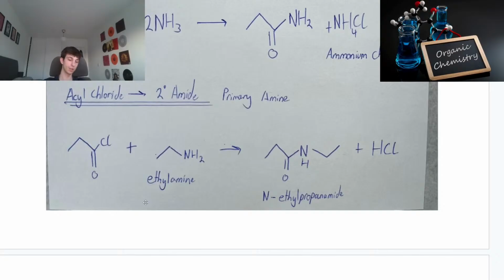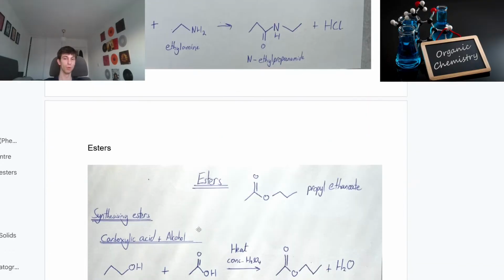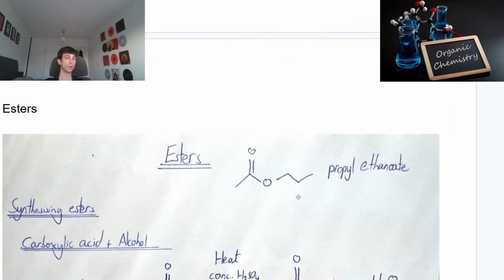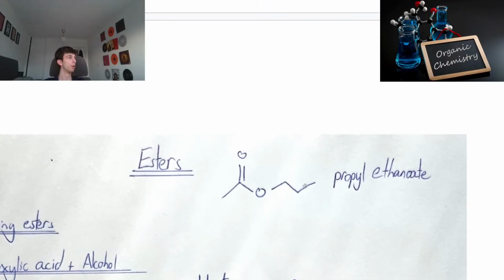Right, continuing on, guys. We're going to move on to esters, I believe. So we did a bit on amides here. Moving on to esters. So we're going to use propyl ethanoate. I just wanted to show this as an example, guys. Remember, the yl part of your naming will be responding to that single oxygen.